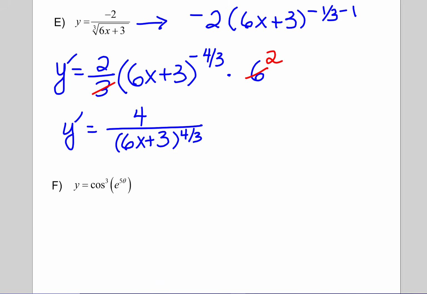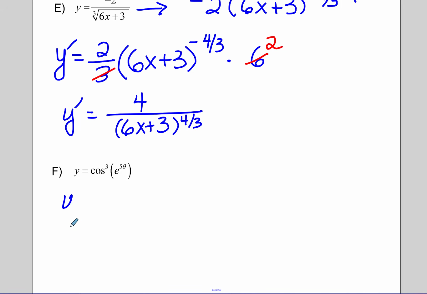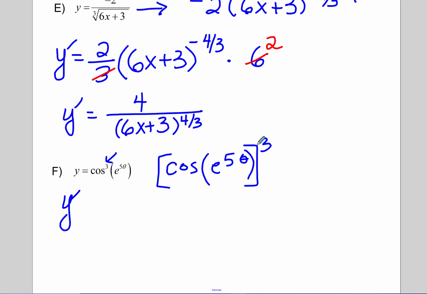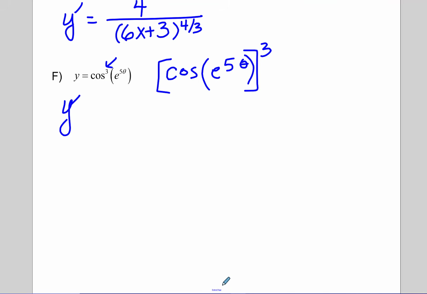And then to finish this up with a trigonometric function, got to think about this one. This one is a little complicated. I've got cosine as a function. I've got a cubed as a function. And I've got an e as a function and a 5 theta as a function. So if you really break this apart, we're thinking of a cube on the outside, and then a cosine, and then an e, and then a 5 theta. So lots of stuff going on here. So let's be really careful.